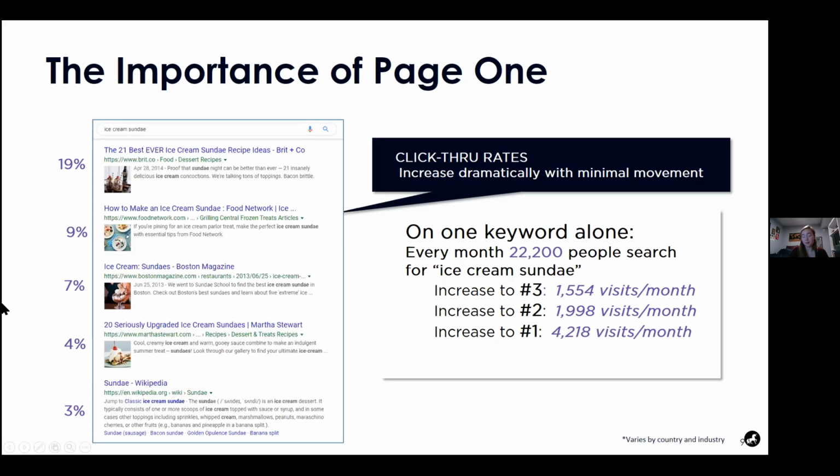But from a purely numbers perspective, if we looked at this search result for an ice cream sundae, you'll see that the percent of people who click on the first result versus the second, third, fourth decreases as it goes down.